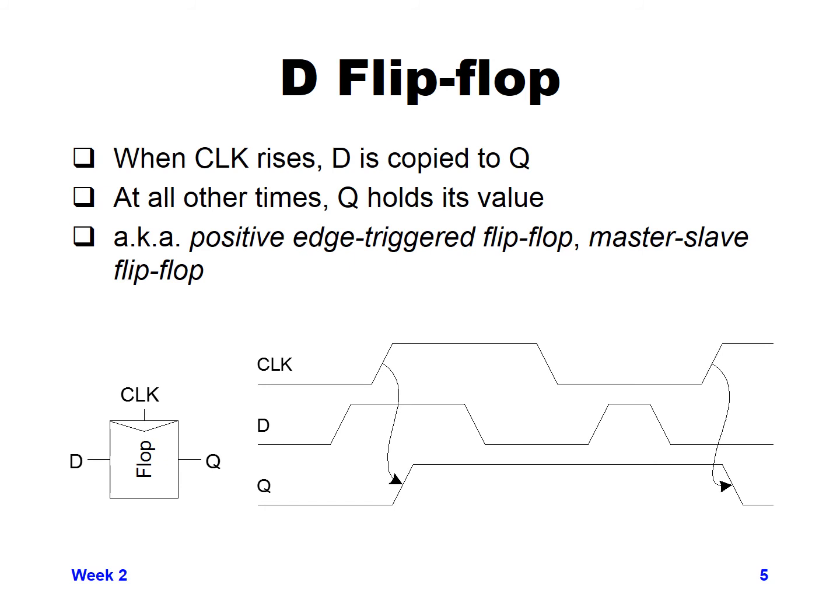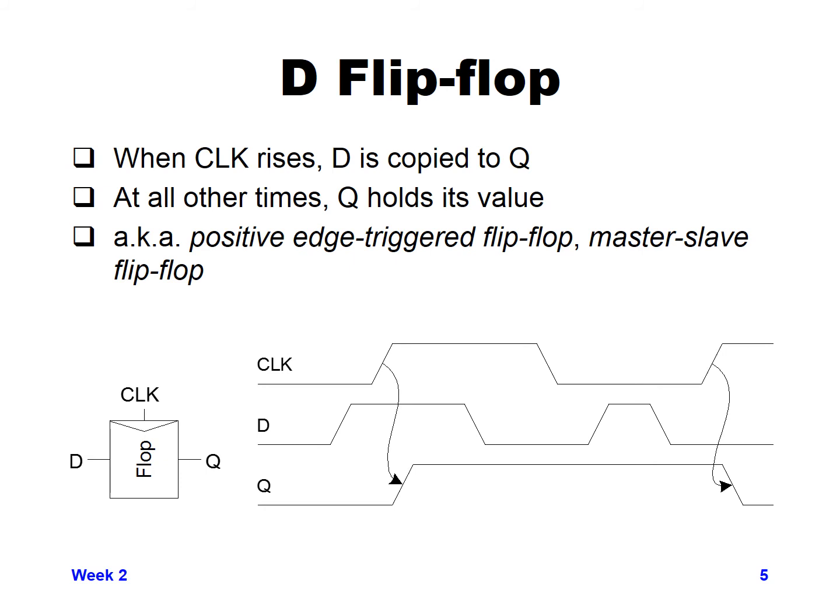The main functionality most of the time for a D flip-flop is that when the clock rises, so when the clock transitions between 0 and 1, at that point in time, that singular point, we copy the value of D into Q and we hold it until the clock transitions from 0 to 1 again. All other times, Q holds its value. So it only transitions once, right at the time when the clock switches.